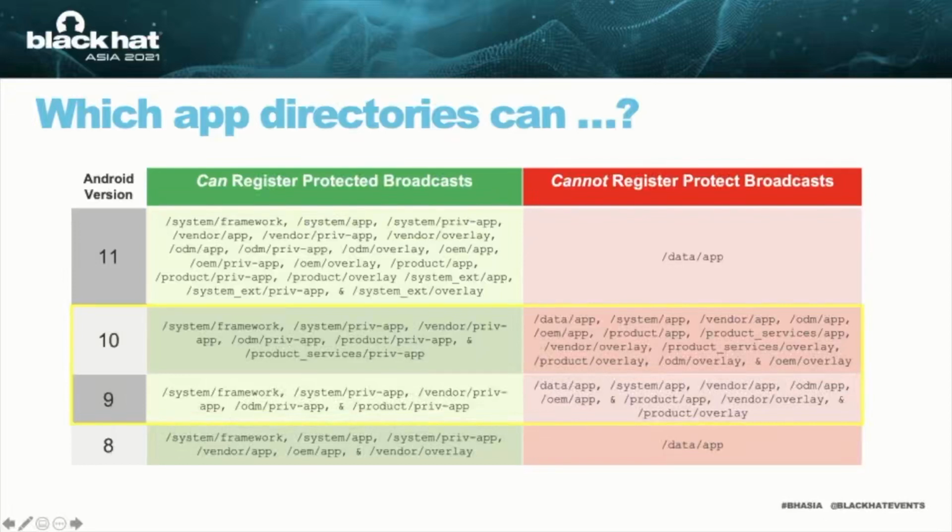And there's a change made from Android 8 to Android 9 where the system framework as well as priv-app directories can register protected broadcasts, but then app directories of those same partitions cannot register protected broadcasts: system app, vendor app. And the same is true for Android 10, although there are more exclusions for the overlay directories and some additional partitions. And for Android 11, after we reported this vulnerability to Google, they essentially made it so that any system app or pre-installed app can declare protected broadcasts and have those be registered by the system, and then only third-party applications cannot.